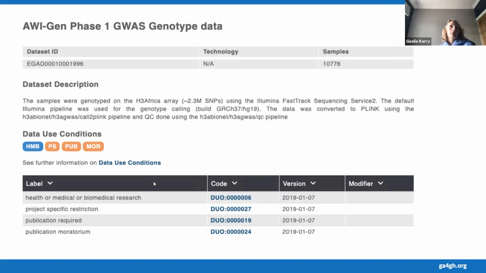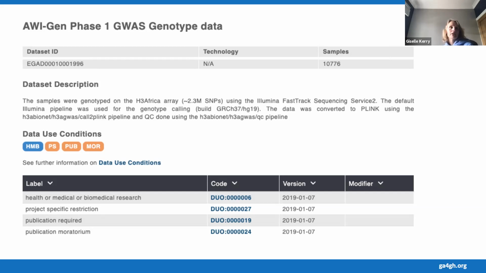So this is just a screenshot from one of the studies that we have here at EGA. You can see how it's tagged up and how it looks when you go to the dataset page itself. Actually, this is one of the datasets from H3Africa, as you can possibly see in the dataset description. The way that this is being tagged up means that the dataset can be used for health, medical or biomedical purposes, but it cannot be used for population or ancestry research.